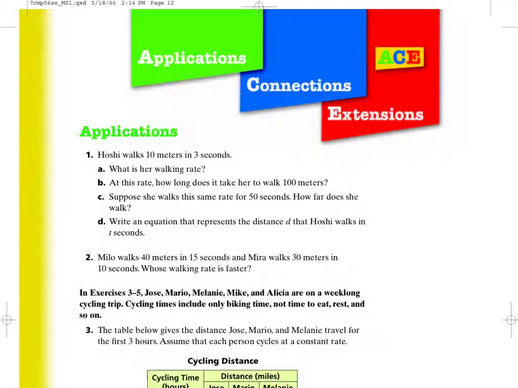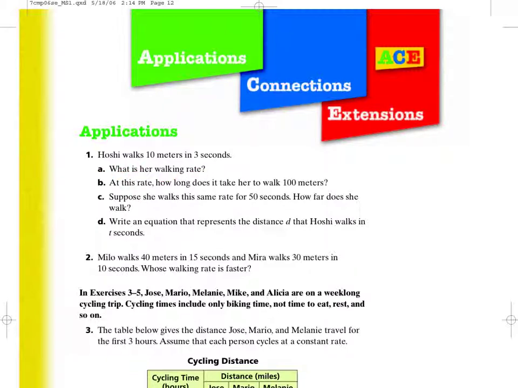Okay, we are doing ACE homework here. Numbers 1, 2, 3, and 15. So let's start with number 1. Hoshi walks 10 meters in 3 seconds. Part A asked us, what is her walking rate?